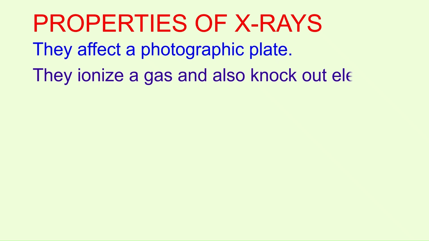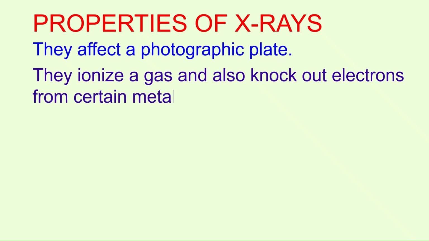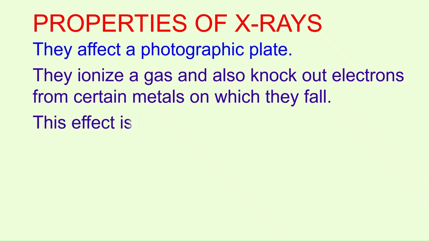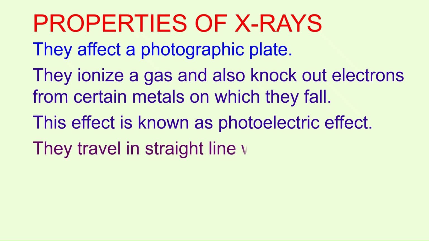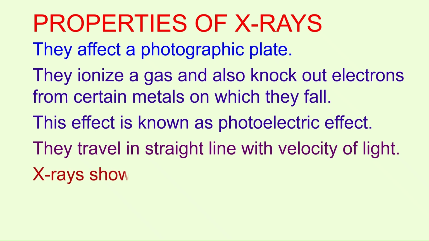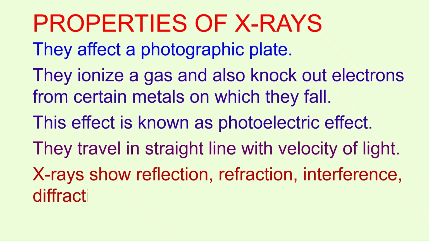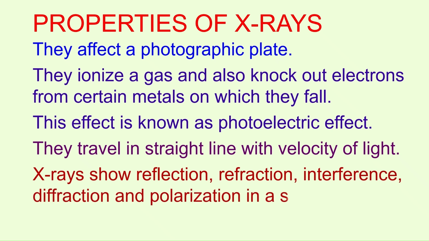X-rays affect a photographic plate. They ionize a gas and also knock out electrons from certain metals on which they fall. This effect is known as the photoelectric effect. They travel in a straight line with the velocity of light. X-rays show reflection, refraction, interference, diffraction, and polarization in the same way as light.